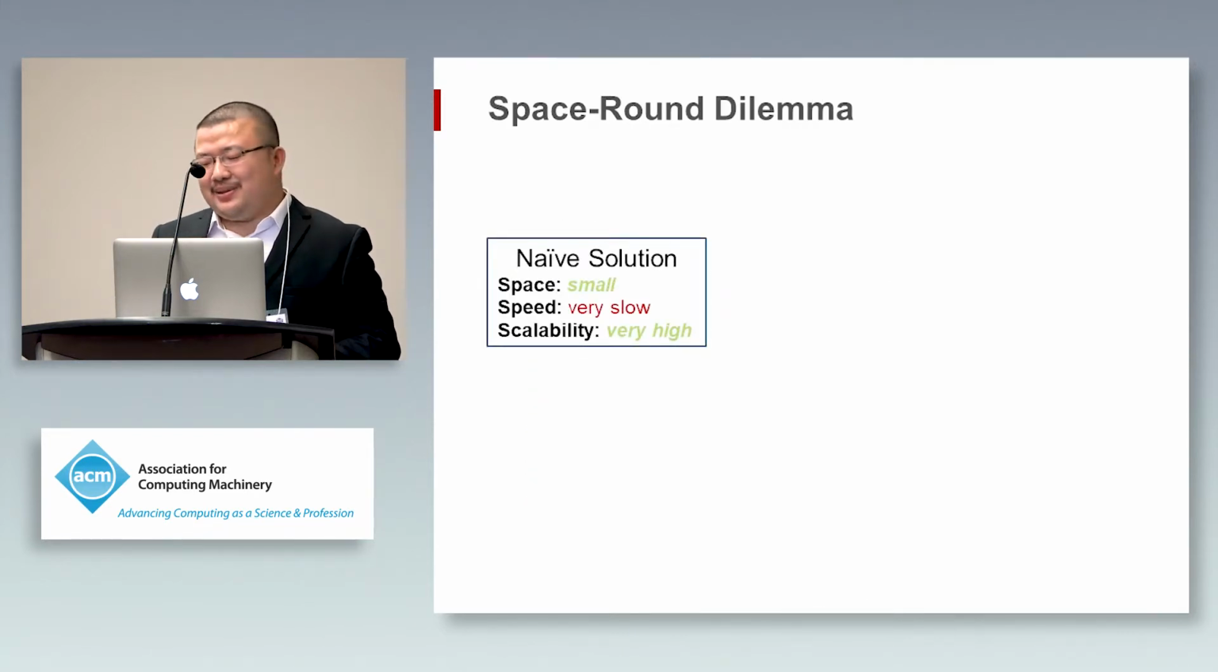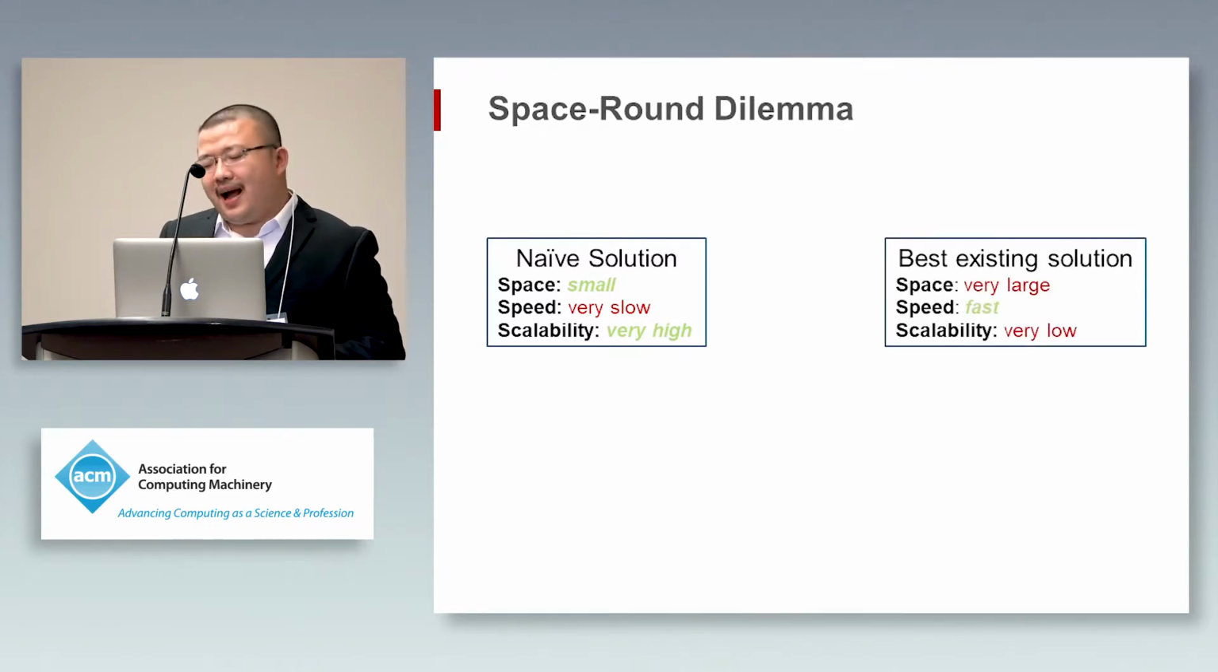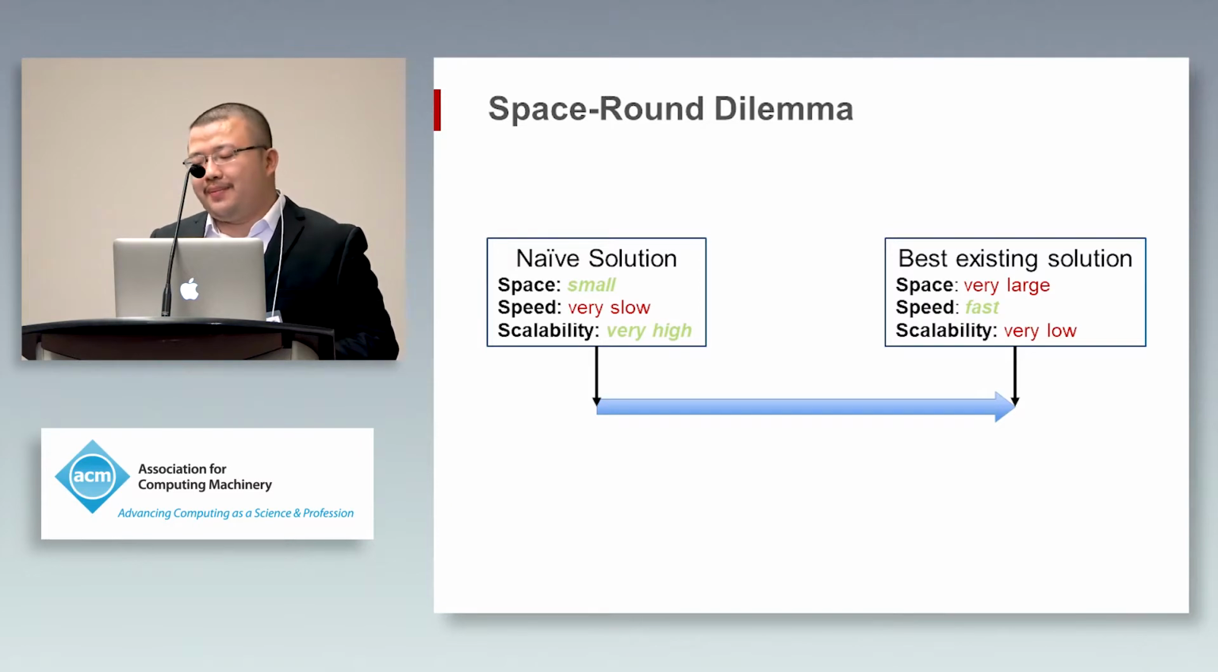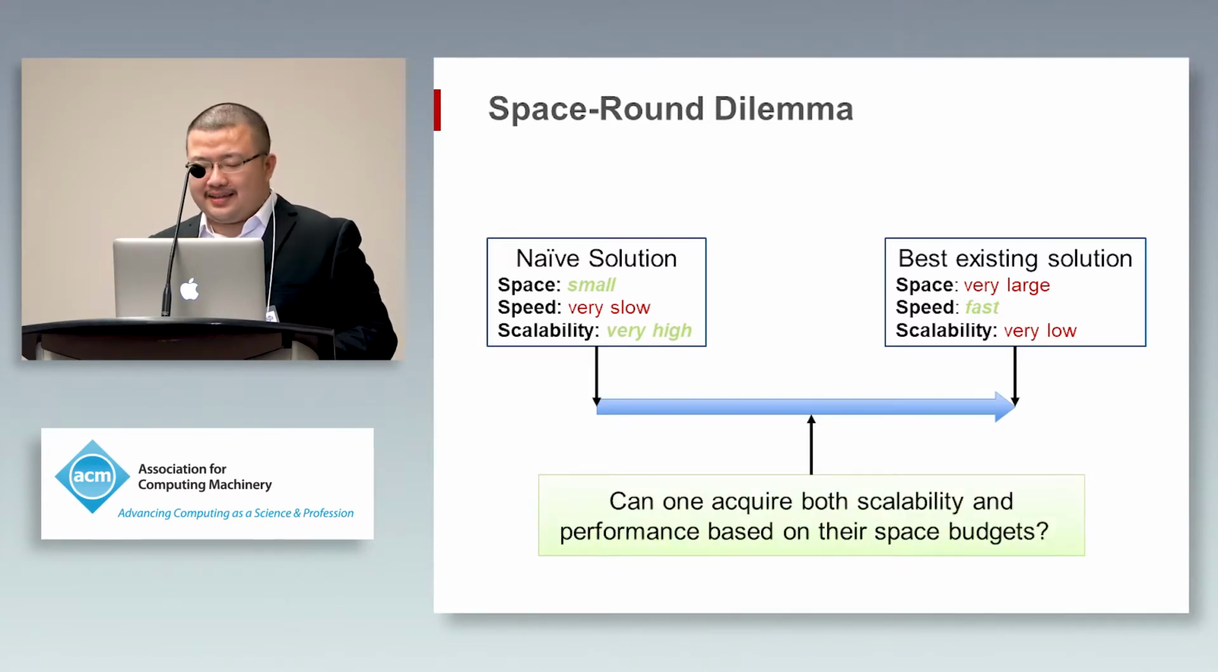Now we have seen that a naive solution may have small space demand, but it has too much running time. In contrast, the state of the art is fast, good, but it has huge space demand. It seems that we have to choose between huge space demand or huge running time. We are trapped in this space-round dilemma. The question is, can we find a way to configure the protocol according to the user's budget to achieve the best performance? Can we achieve both space efficiency and time efficiency?